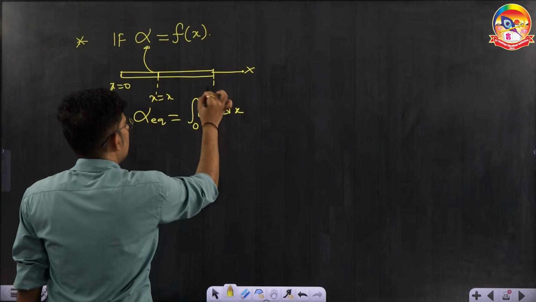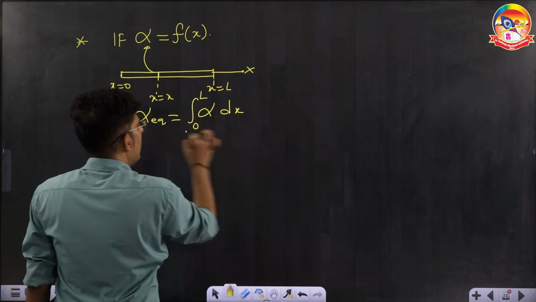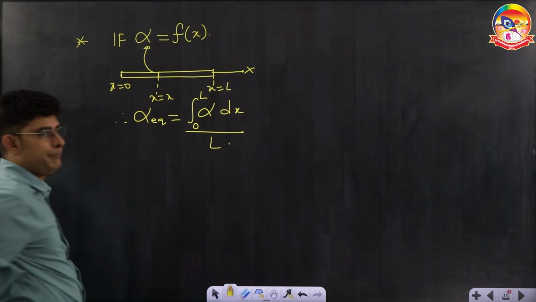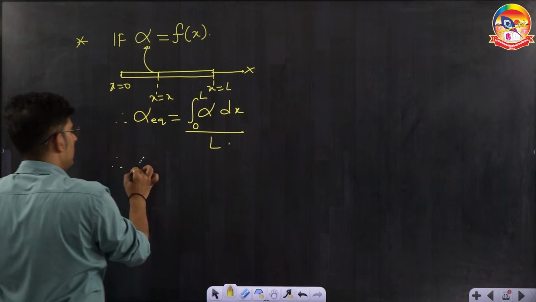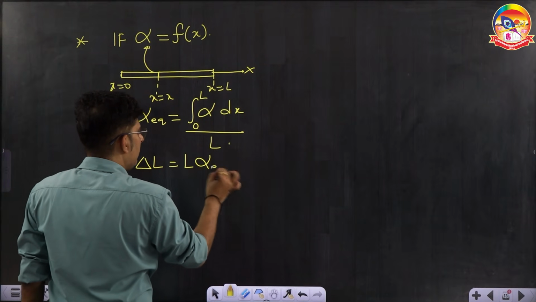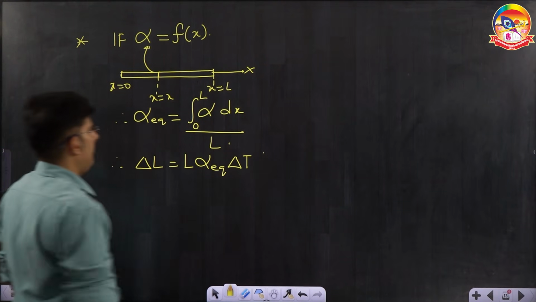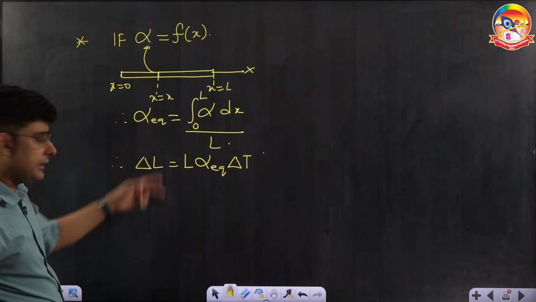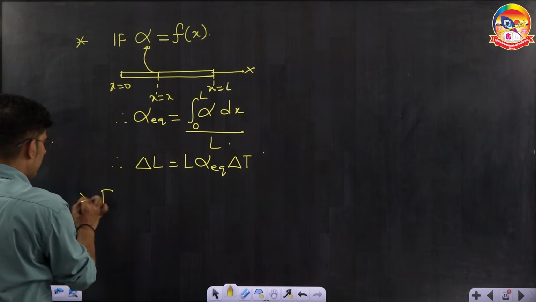Suppose the length is L, so 0 to L and divided by total length. So if they ask what is the change in length if temperature is changed, you can write L alpha delta T. This is to be used.